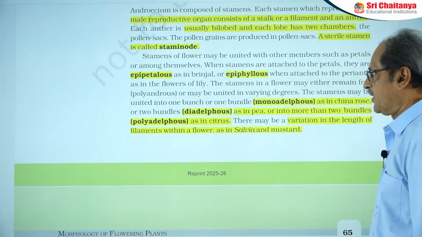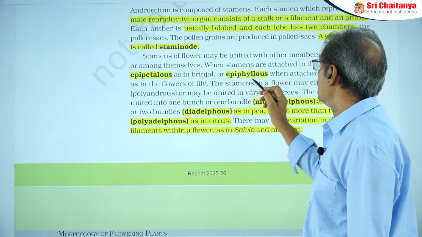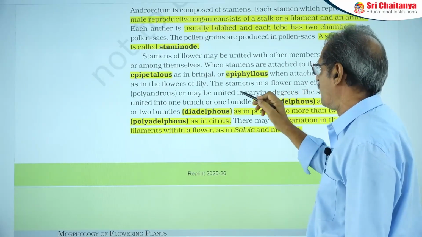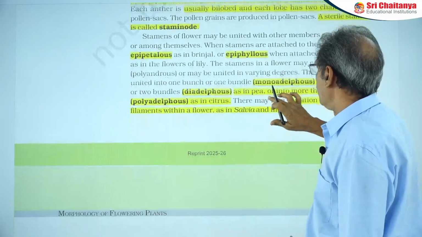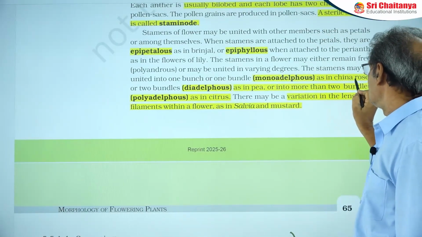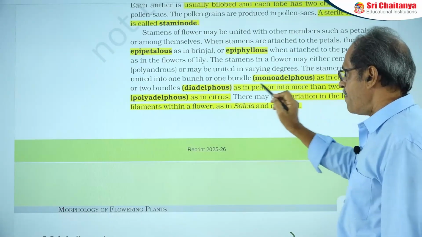Epipetalous means the filaments are attached to petals. Example quoted: brinjal, Solanum. Or epiphyllous, where they are attached to the perianth, in Liliaceae, the lily flower. Or if all the filaments are united in one bundle, then it is called monadelphous. Example, China rose, an important feature of Malvaceae.